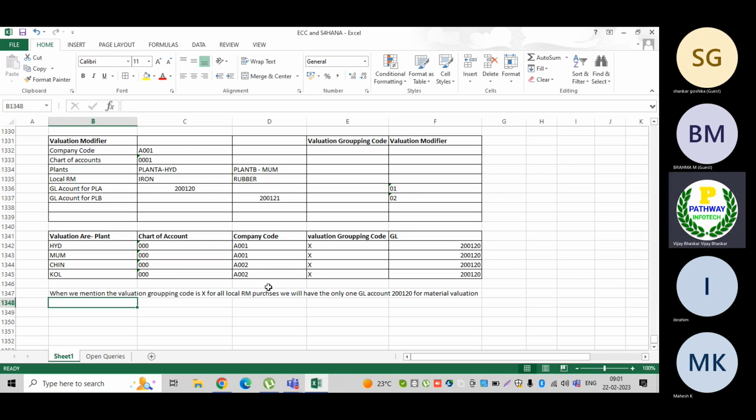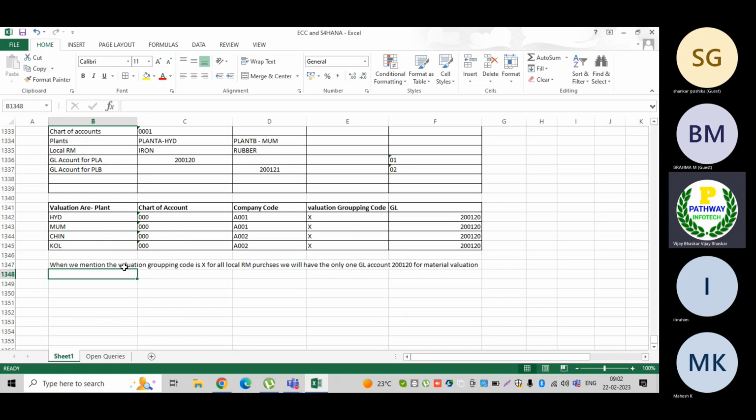If anyone has any further queries about the valuation class at valuation level, the valuation modifier, or the valuation grouping code, please let me know.